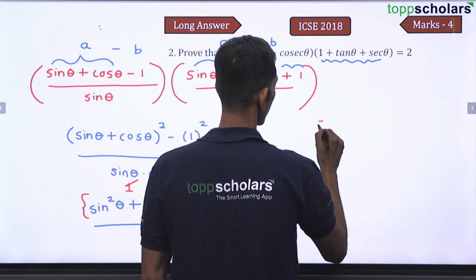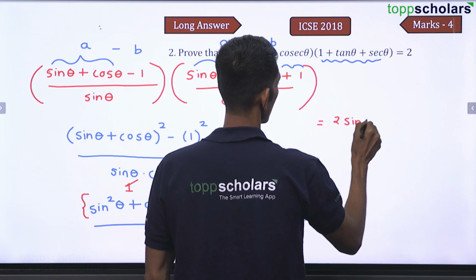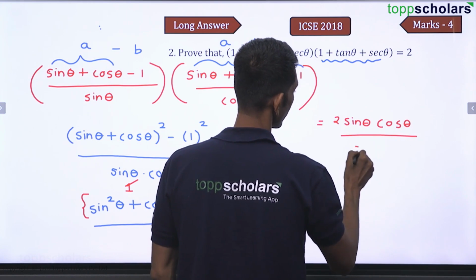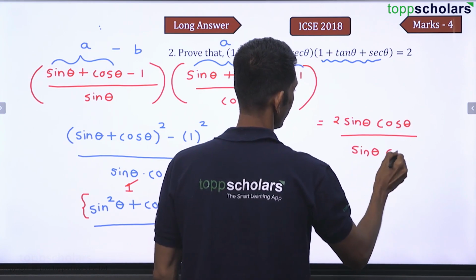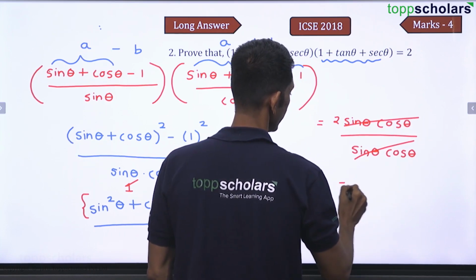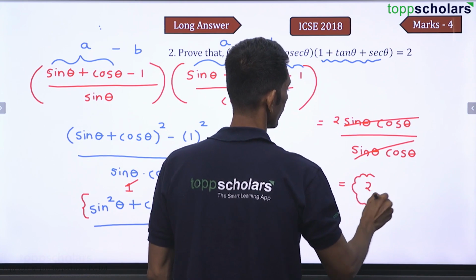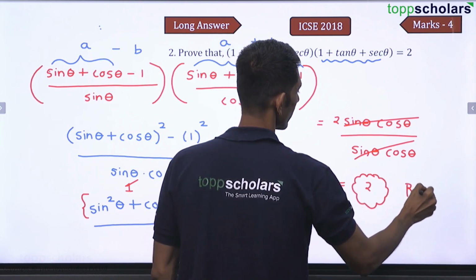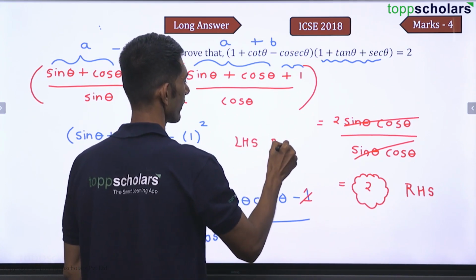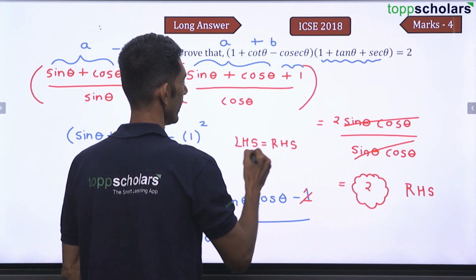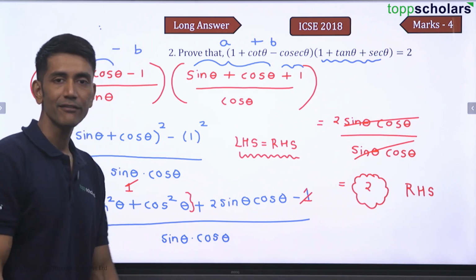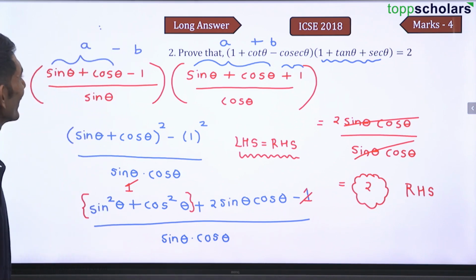So this is further equal to 2 sin theta cos theta divided by sin theta cos theta. This will get cancelled, this will get cancelled. The answer that you'll get is 2, which is nothing but your RHS. So we have proved that the LHS and the RHS are equal, and that's it. And we have proved this one. Easy. Okay, let's continue.